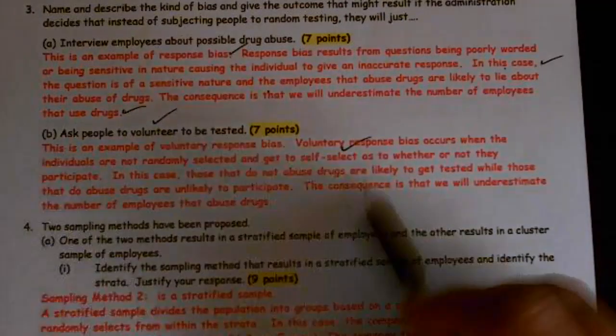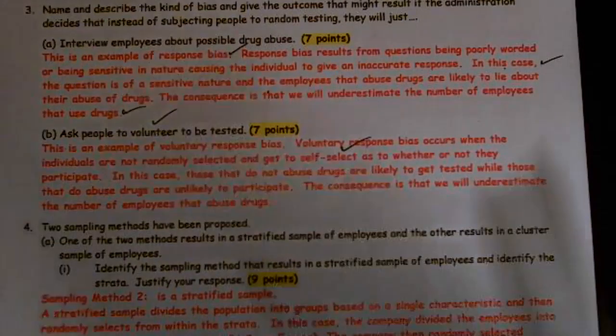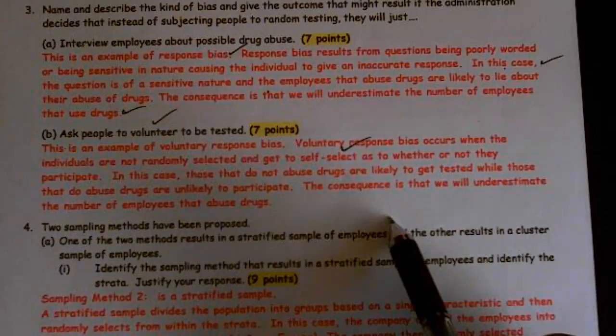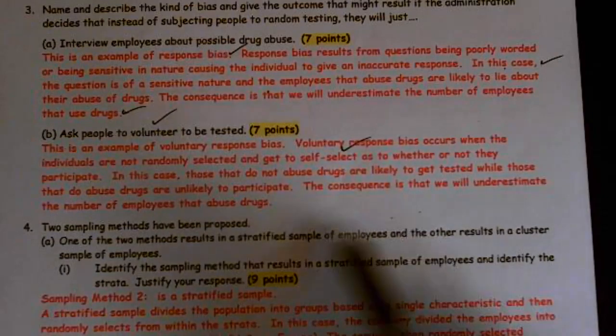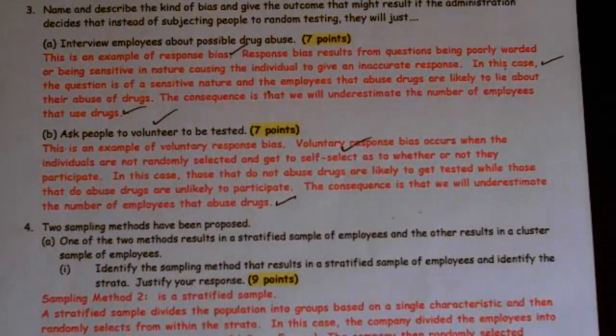So I had to say that, hey, we have people volunteering, they're self-selecting, or something along those lines. And the consequence is that we will underestimate the number of employees that abuse drugs. So we'll overestimate those that don't and underestimate those that do. You only had to say one of those. All right, part 4.